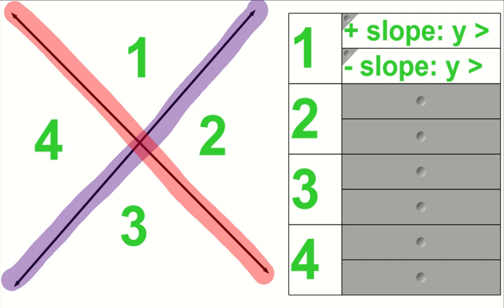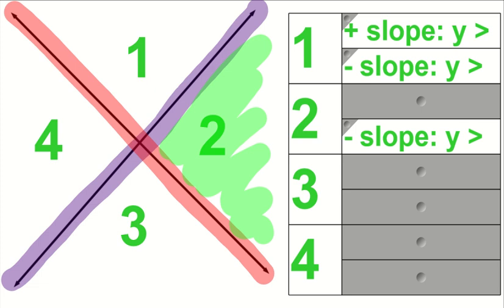For region 2, that's over here. You can see that's above the red line, right? So we're above the negative still. That is below the other line, though. So that's a less than on the positive slope.